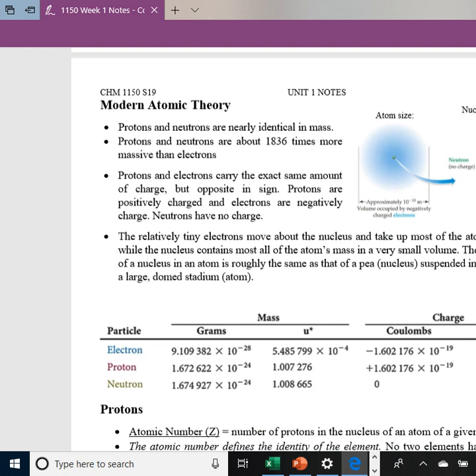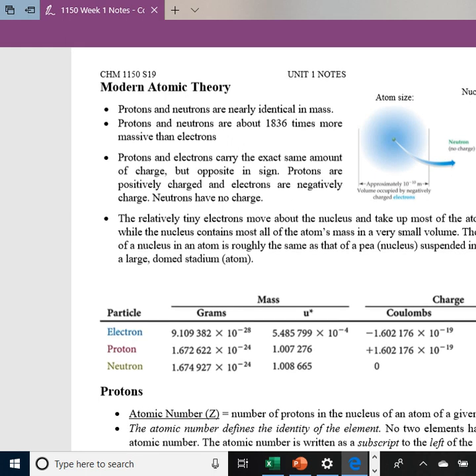Okay, so this lecture has been pretty short, so I'm also going to cover just a little bit of the atomic makeup, modern atomic theory. I'm just going to introduce each subatomic particle. This will go by quickly, and this will help us make sure that we don't fall behind in this semester. So modern atomic theory. Protons and neutrons are nearly identical in mass. This is just facts that I'm giving you. Protons and neutrons are about 1,836 times more massive than electrons.